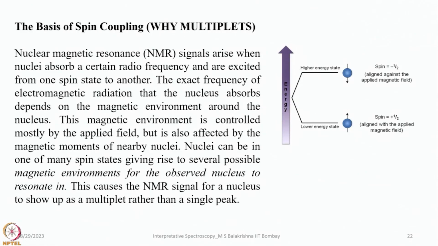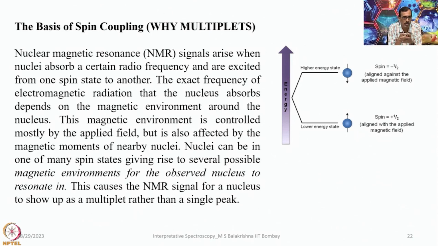What is the basis for spin coupling? Well, I already discussed some of those in a couple of slides earlier, but let me go back and repeat some of these facts so that the understanding would be much better. NMR signals arise when nuclei absorb a certain radio frequency and are excited from one spin state to another one. Whatever energy we are supplying, when it is equal to the natural frequency, flipping takes place, and that we call a transition.